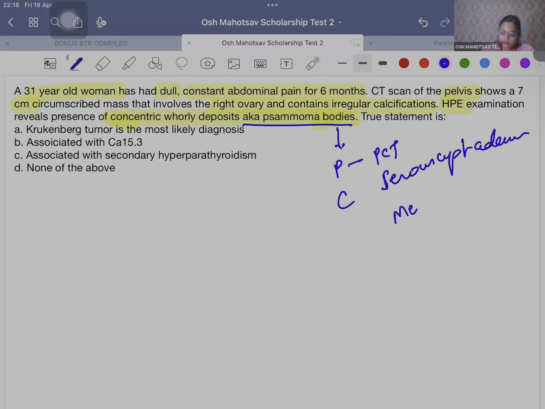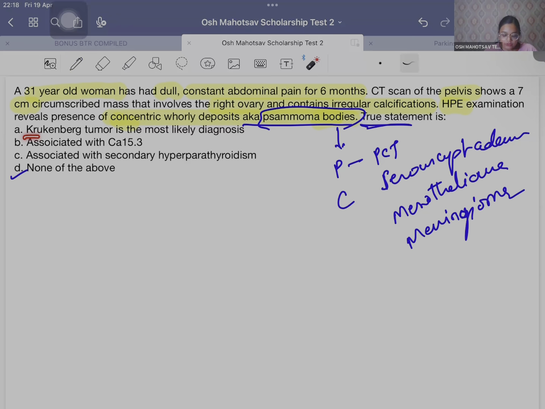We can also find them in mesothelioma and meningioma. All of these places we can find these Psammoma bodies. So we have to answer what is the true statement. So the true statement here is none of the above.